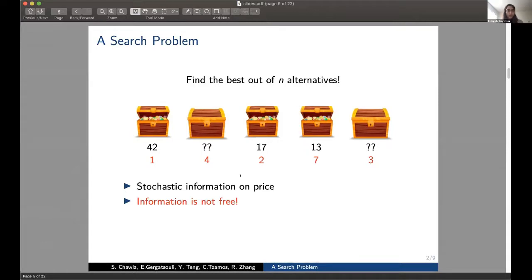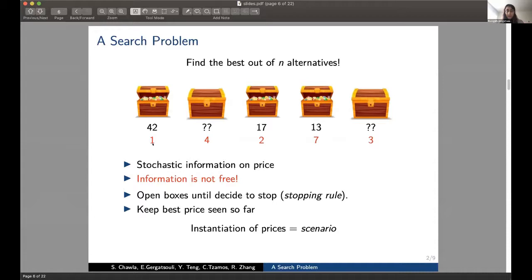So in this example, in order to find out what's inside box 1, I need to pay 1. So the red ones are the costs. I need to pay 1, and then I open the box and I see that there's 42 inside. So what I described before, what we want to do, is open a couple of boxes in some order, and at some point we're gonna decide to stop. This is our stopping rule. And we're gonna say, I'm gonna keep the best price I have seen so far out of the ones I opened, and then I'm gonna stop and not search anymore. So the instantiation of these prices is called the scenario, and we're gonna use that in a while.